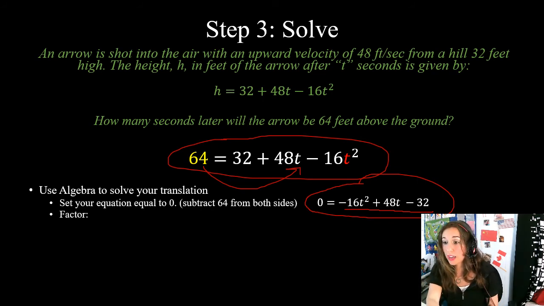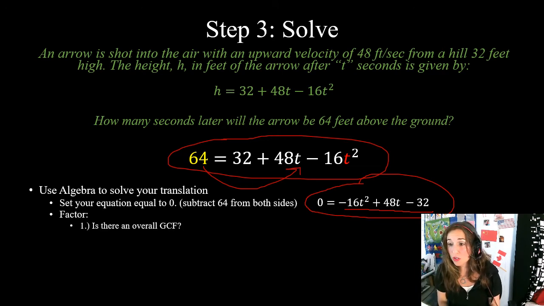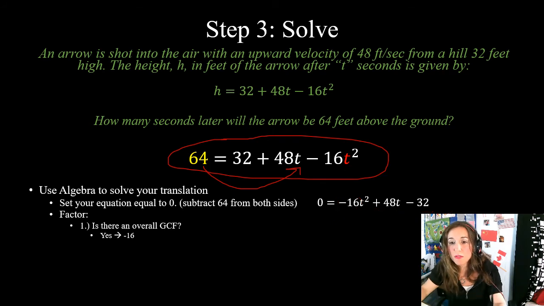Then you're going to factor. Now that you have your polynomial set equal to 0, right? The first question you should always ask yourself when you factor is, is there an overall GCF? Take a moment, pause the video, look at those coefficients and variables, and decide if there is. Why, yes, there is. It's negative 16. Because my A was negative, that negative has to come out with my GCF, right? So then you would factor out your GCF.